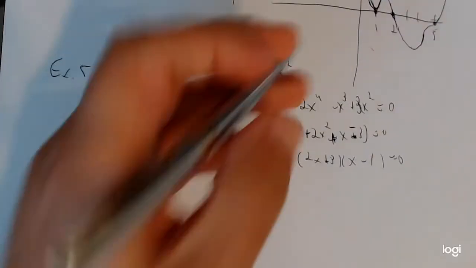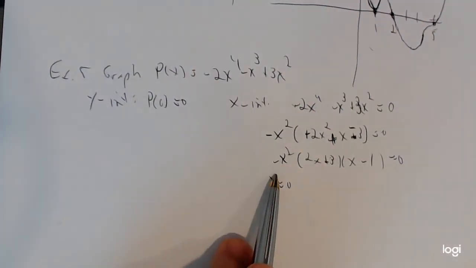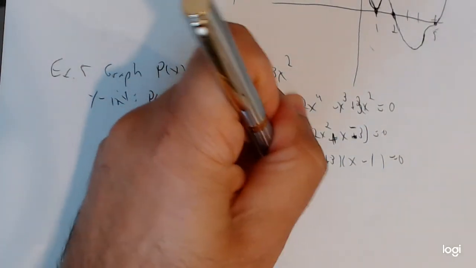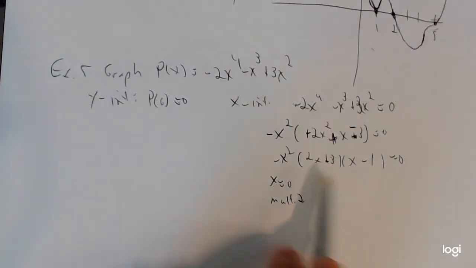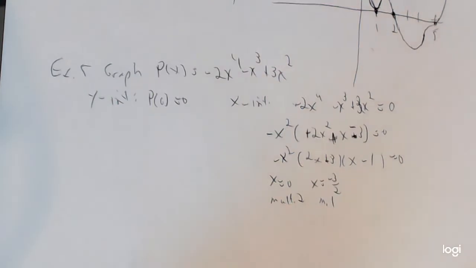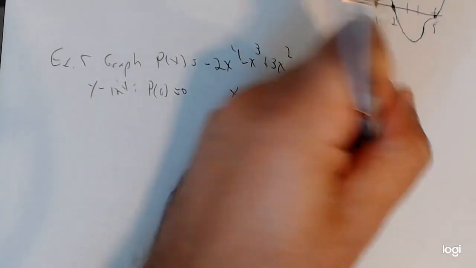What are my zeros? x equals 0, this one, but it has a multiplicity of 2 because there's 2 of them, so this is a multiplicity of 2. This is going to be what? x equals negative 3/2 if I solve for this, with a multiplicity of 1. And then this one is x equals 1 with a multiplicity of 1.